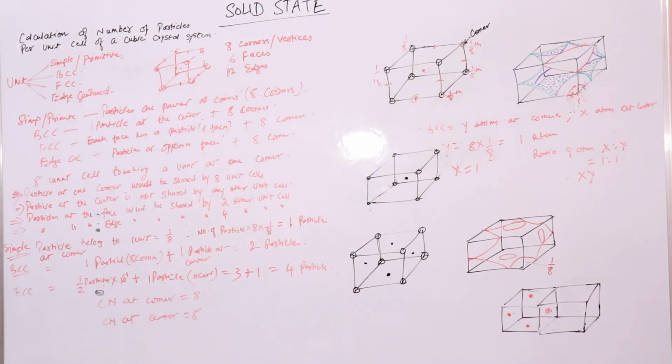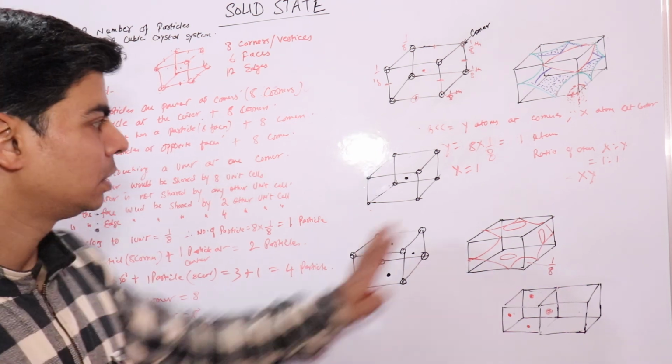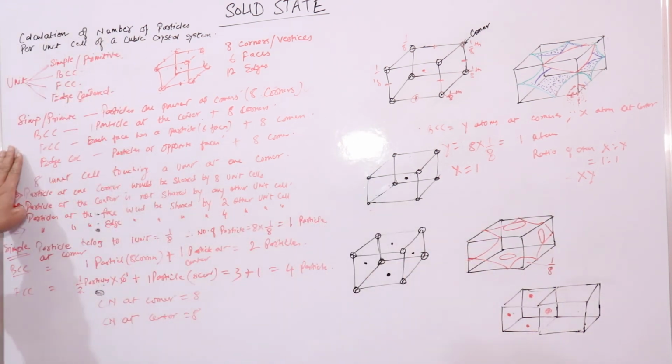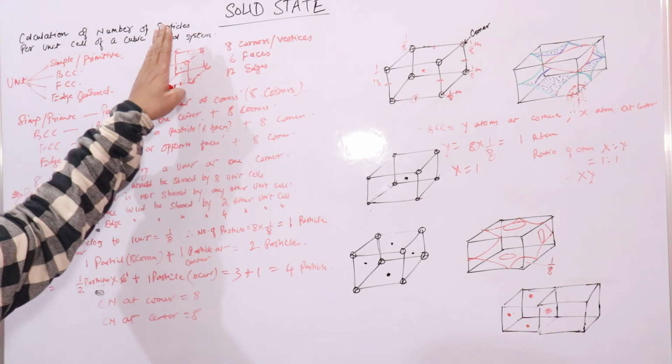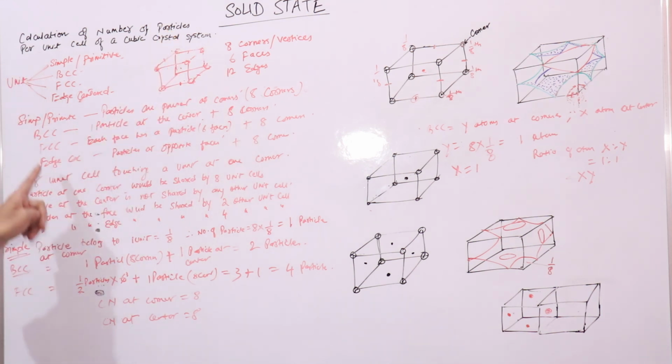I hope this is clear to you. The coordination number, the stoichiometry, and the number of particles that belong to each unit cell, depending on the type of unit cell.